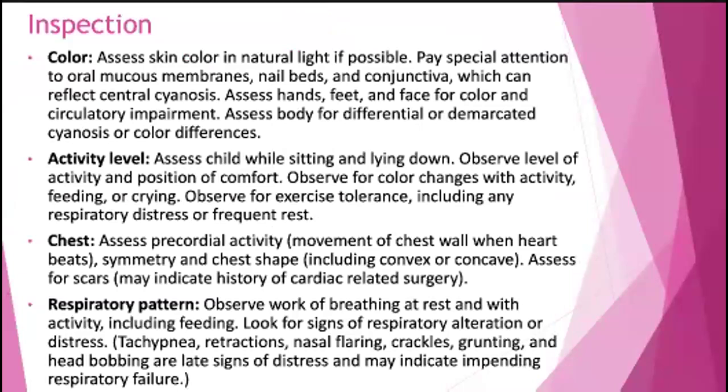So when you're doing your head to toe assessment, we always want to start with our inspection. And our inspection is looking at, what's the kiddo's color? Are our upper extremities the same color as our lower extremities? Is our core different than our periphery? What's our activity level like? Do we have a child who's really just laying around, not doing much, or are they able to maintain normal activities?